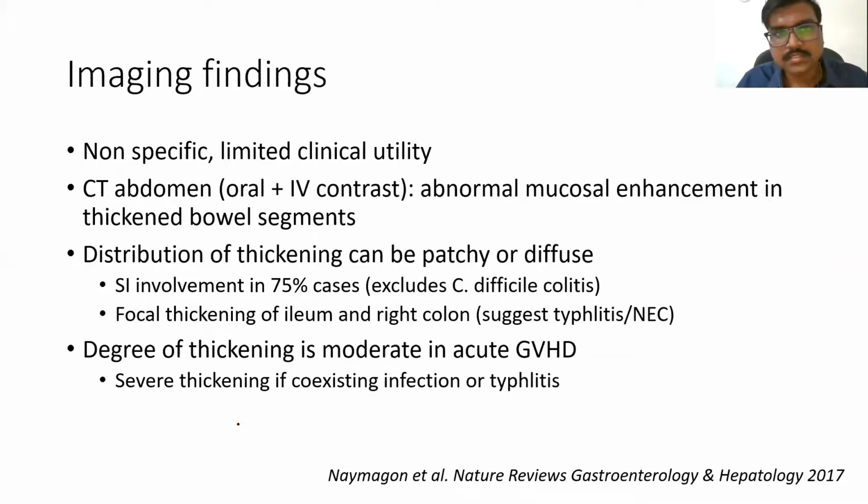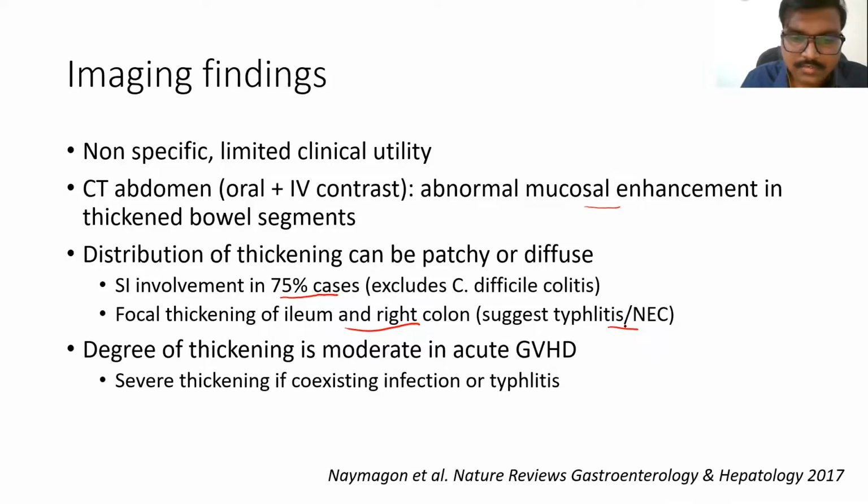So the role of imaging is limited in acute GVHD. They have non-specific findings of bowel wall thickening and are of limited clinical utility, except in one or two situations. So usually the CT shows mucosal enhancement in thickened bowel segments. It can be focal or diffuse, and small intestine involvement alone occurs in 75% of patients with GVHD, and then we can exclude C. difficile colitis. And focal thickening of the ileum and the right colon, which is the site for typhlitis or neutropenic enterocolitis, leads us to suspecting NEC as the cause.